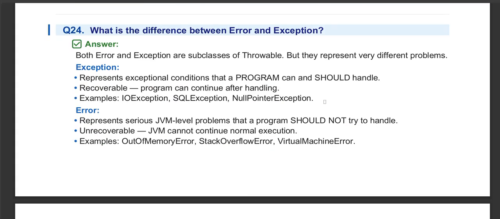What is the difference between error and exception? Both Error and Exception are subclasses of Throwable, but they represent different problems. Exceptions represent abnormal conditions that a program should handle. They are recoverable, and the program can continue after handling. Examples: input exception, null pointer exception.